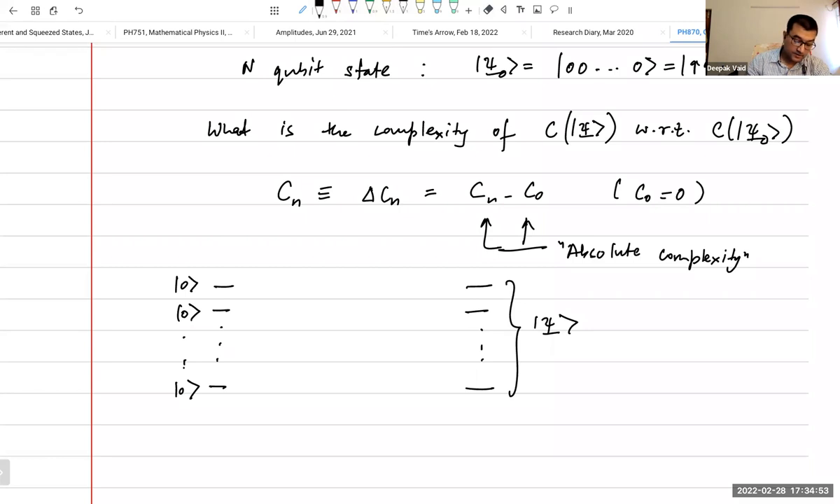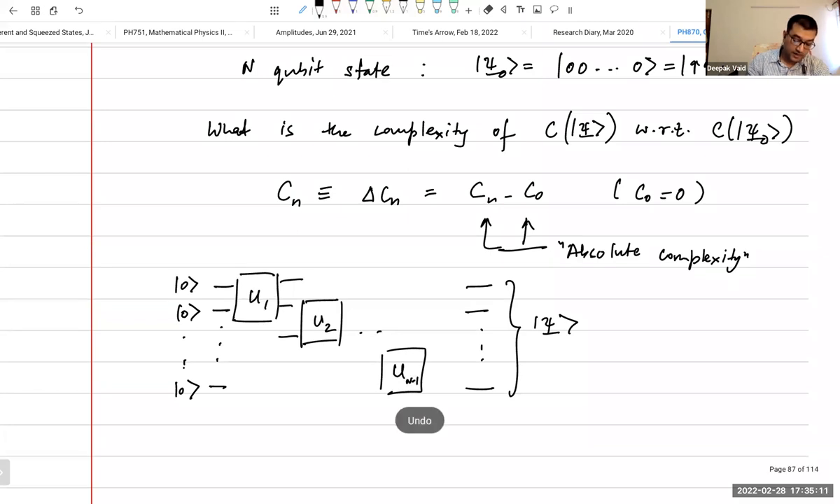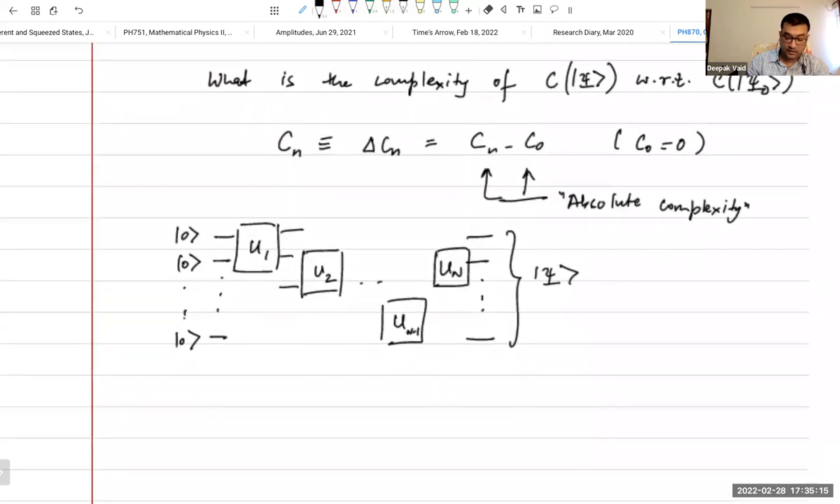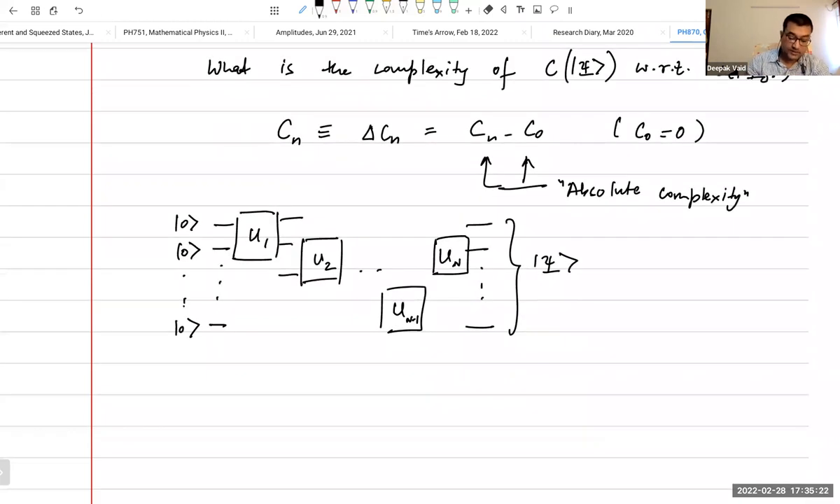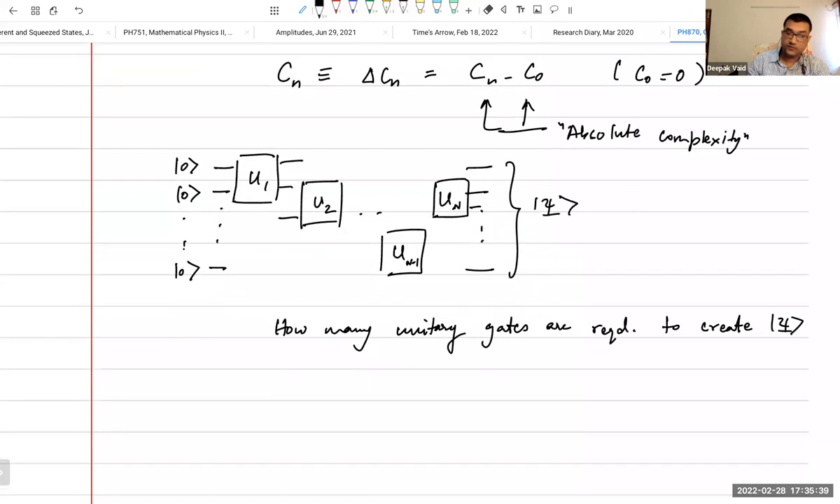So now one can ask, if I start acting on these qubits with unitary gates, how many such gates are required to create the state psi? This is one measure of the complexity. We can call that the complexity of psi.